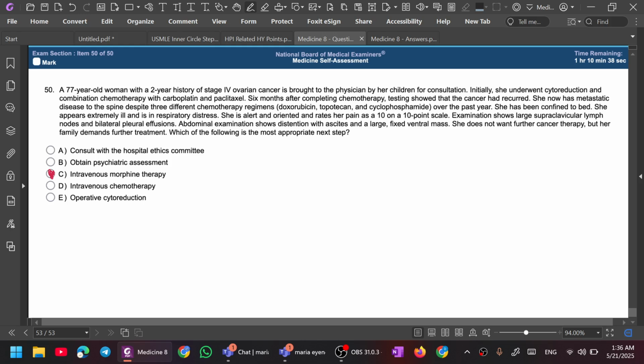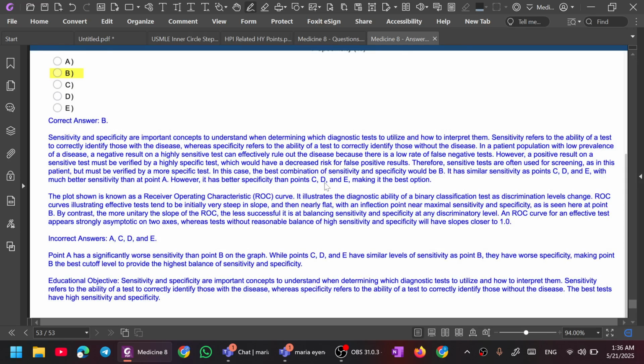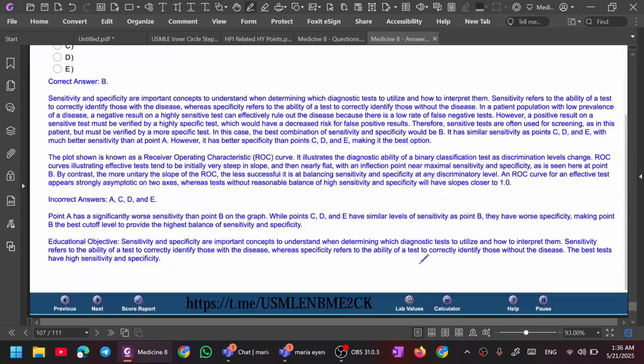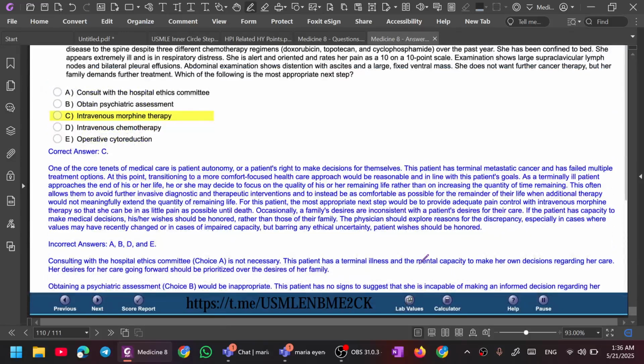And it's not psychiatric assessment, because a psychiatric assessment would be inappropriate. This patient has no sign to suggest that she is incapable of making informed decisions regarding her goals of care. With progressive metastatic terminal cancer, the decision to forgo further attempts at life-sustaining treatment to focus on quality of life would be a reasonable decision.